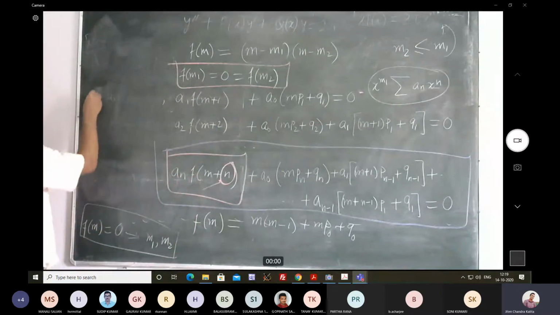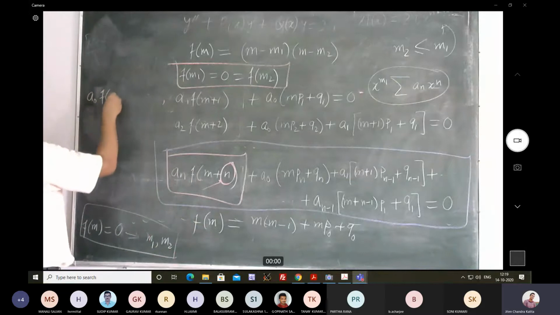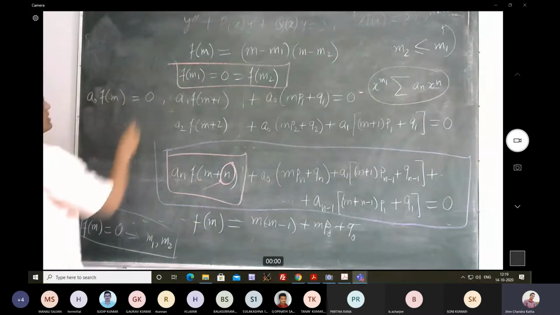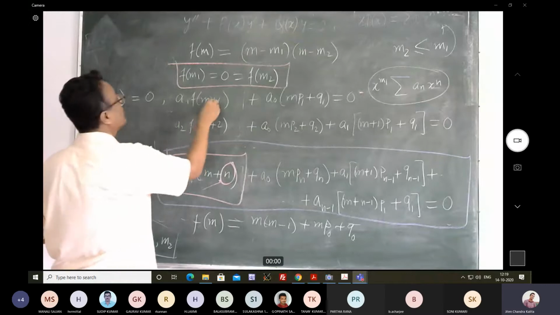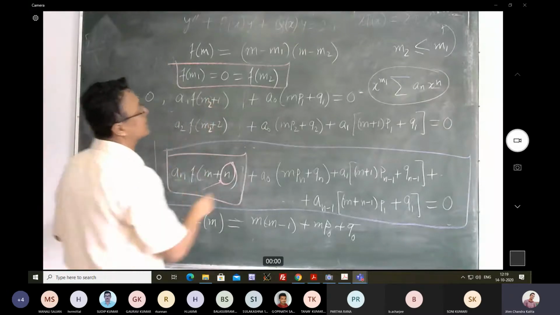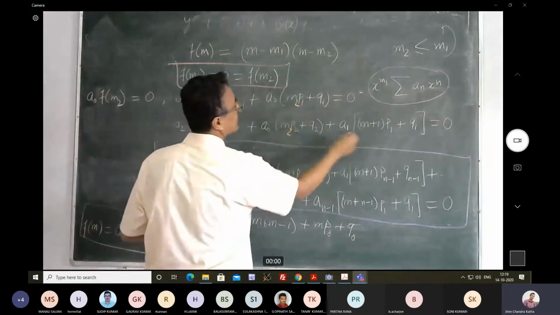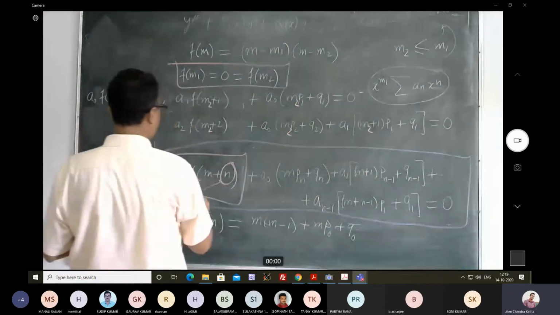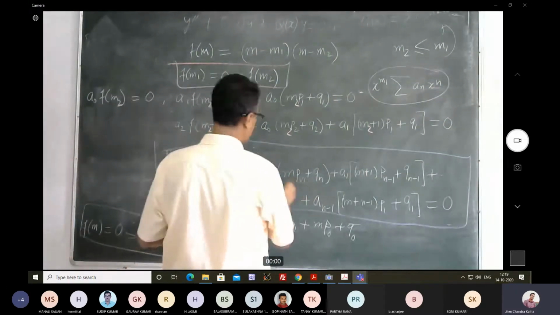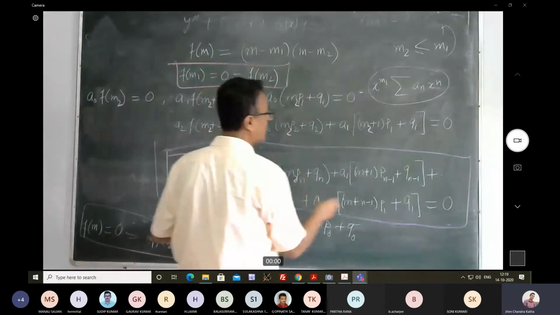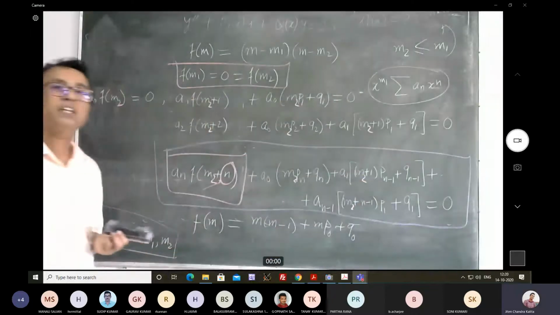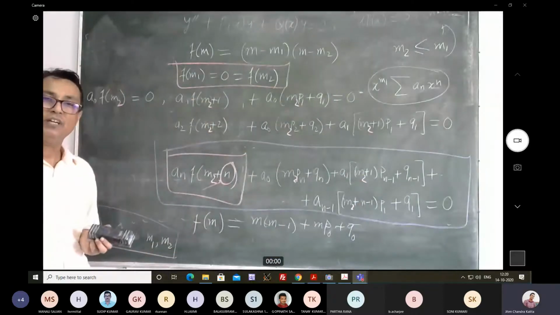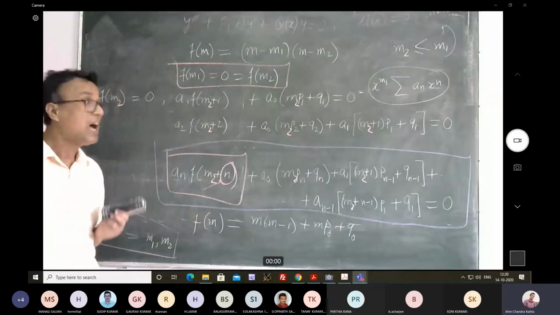My first equation was a naught f of m equal to 0. So I am going to follow the same procedure for the second equation. It will be something like that, and eventually it is going to be something like this. Is it okay? Fine.